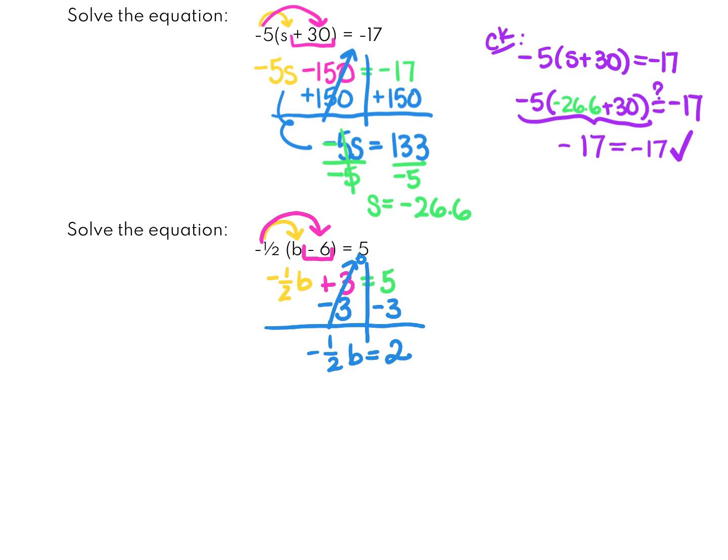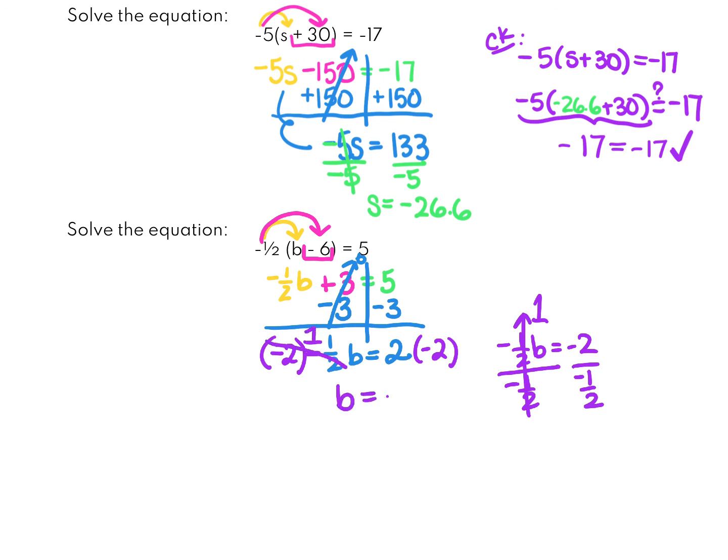From here, make sure you're keeping track of this negative. I can multiply by -2 on both sides. I can also divide by -1/2 on both sides. However you prefer to do this, either way, this is going to simplify to +1, which is what we want, and we're going to get b is equal to -4.